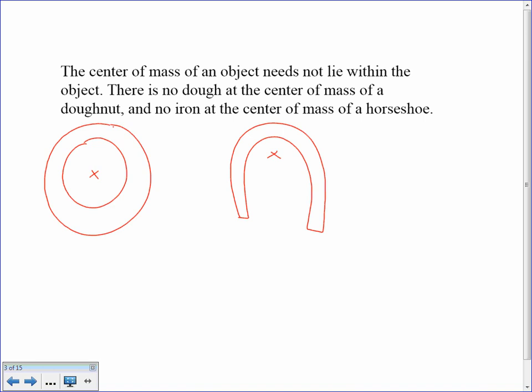Again, the center of mass is not always at the center of the object. It depends on where you have all your masses located. It's a weighted average of the locations of all of the masses.